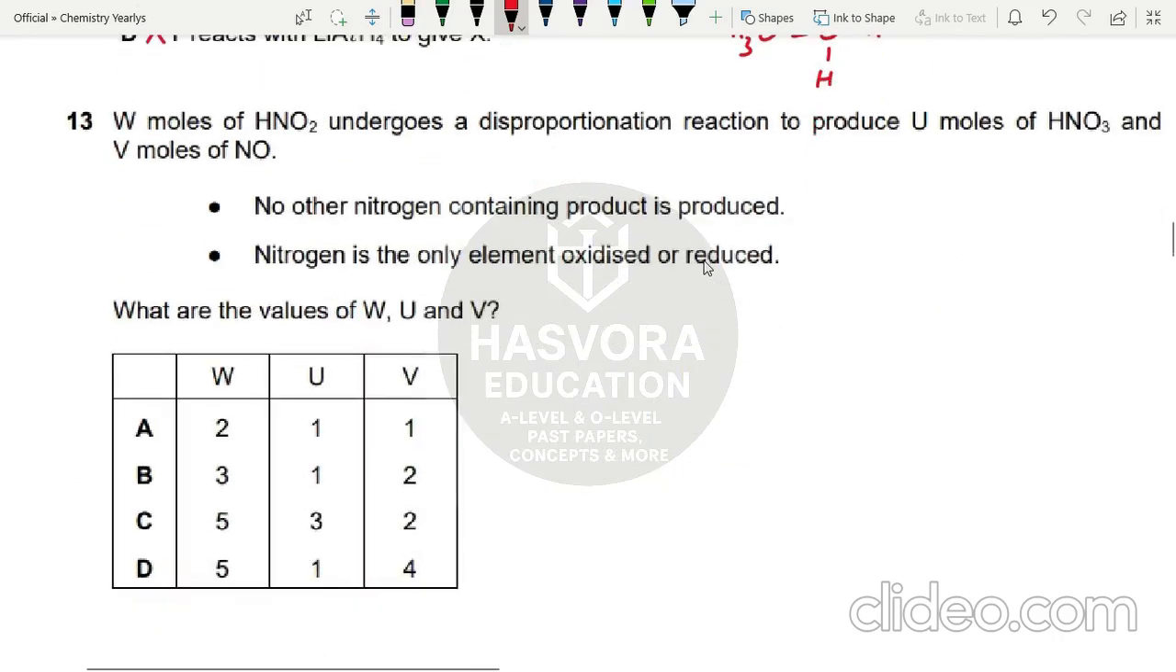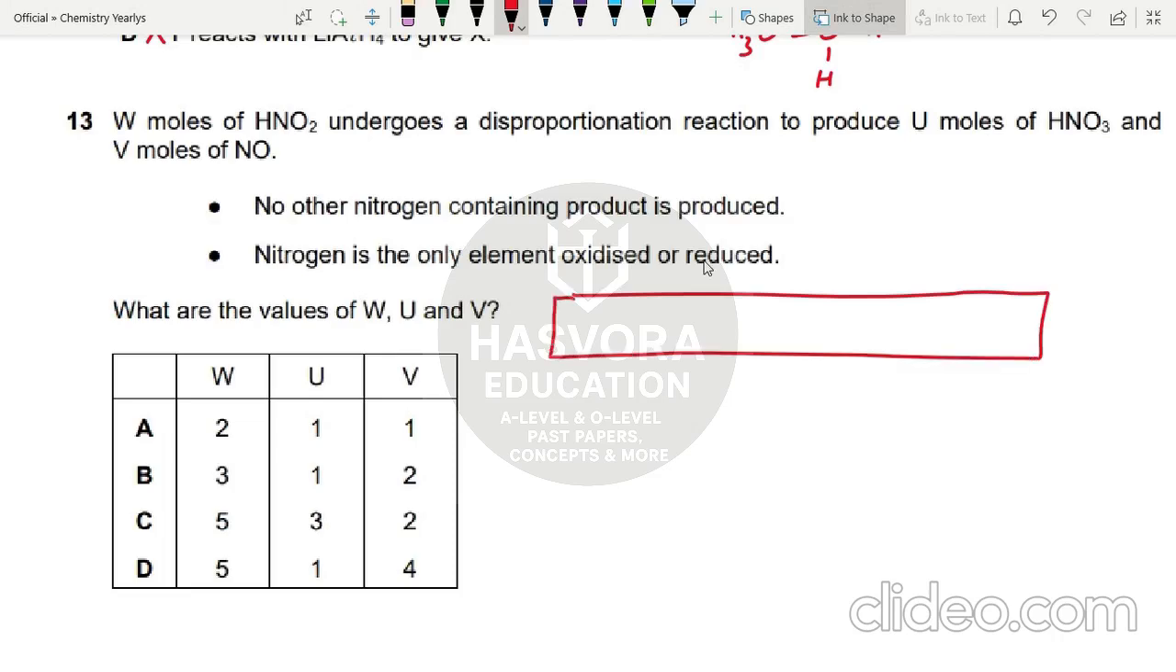Now we have another question like we did before. W moles of HNO2 undergoes a disproportionation reaction to produce U moles of HNO3 and V moles of NO. No other nitrogen-containing product is produced, and nitrogen is the only element oxidized or reduced. So just like I told you before, first of all we are going to make the reaction equation. So let me first make a box. So this is actually the reaction equation.